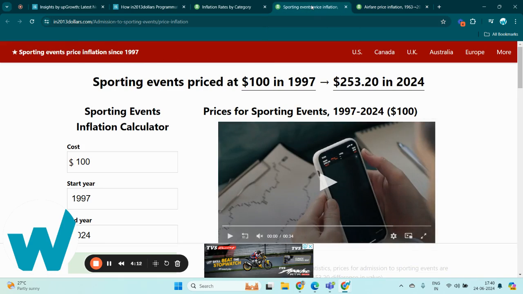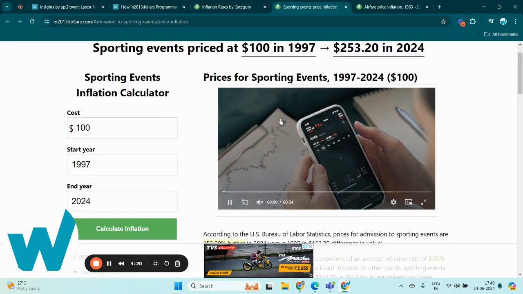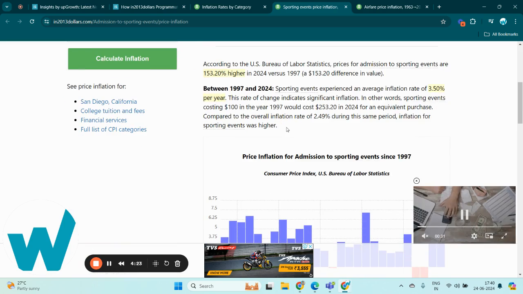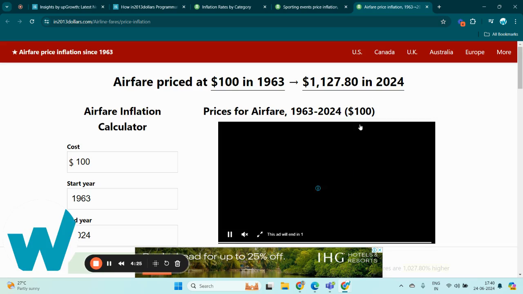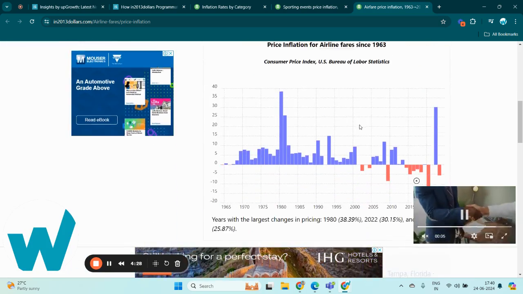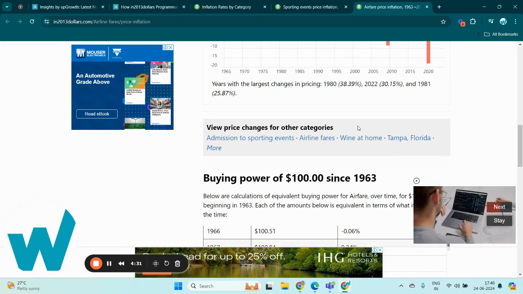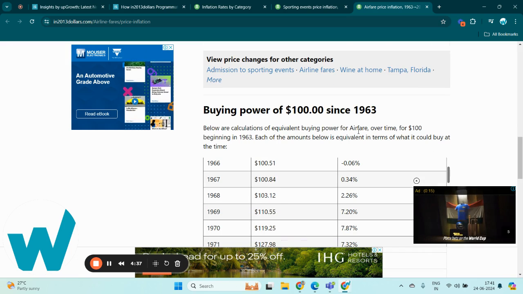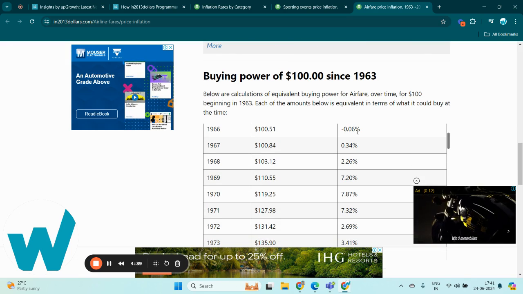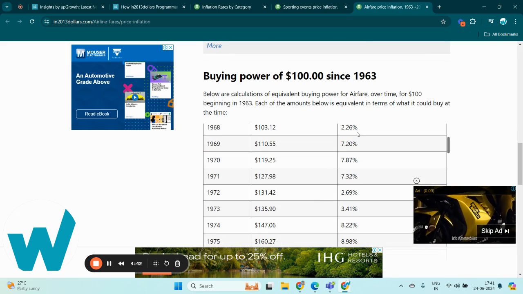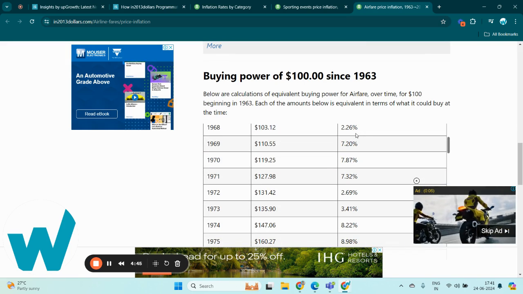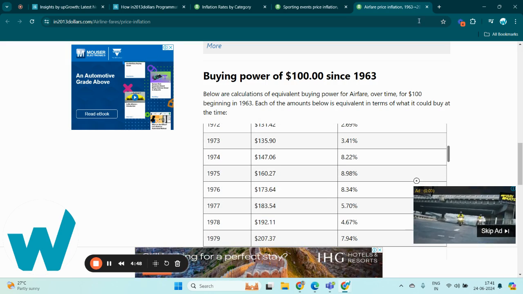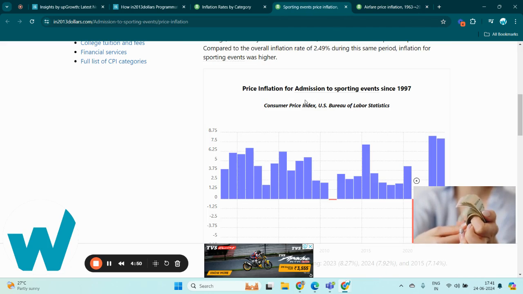Now as you see, each page starts with specific clear titles indicating the focus, such as price inflation for admission to sporting events here. Next is a quick summary giving an immediate answer or overview. Detailed explanation including in-depth content explaining the inflation trends over time. They have interactive elements featuring graphs, charts, and data tables that visually represent the inflation data. And each page addresses different inflation scenarios, making it comprehensive and engaging. This structured approach ensures the content is informative, engaging, and user-friendly, capturing organic traffic.